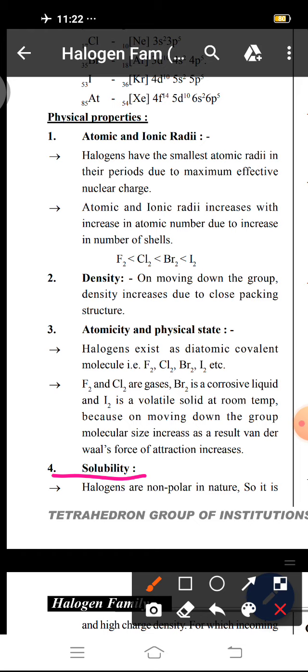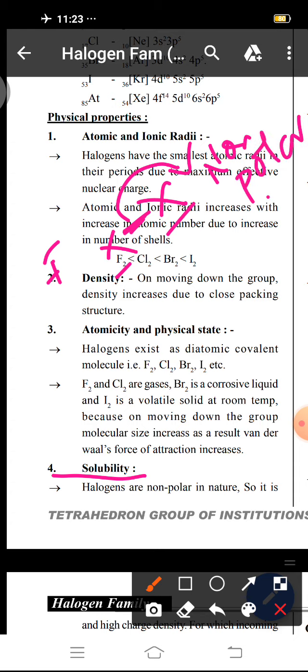If you consider only halogens, normally halogens are diatomic covalent molecules, that is they form a covalent bond with the same atom. That means the bond between the halogen atoms is nonpolar in nature. So they are nonpolar molecules.